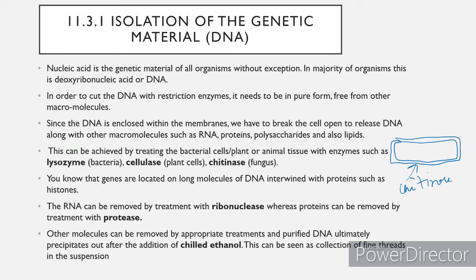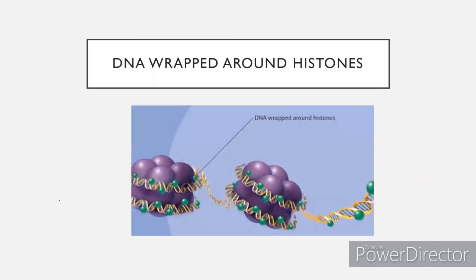So you know that genes are located on long molecules of DNA intertwined with proteins such as histones. Now DNA is something which is wrapped around histones. So basically this purple color part is nothing but histones. These are 4 molecules of histones, H1, H2, H3, H4, something like that. And then we have DNA molecules which are wrapped around the histone molecules. So histones are nothing but proteins. So DNA is wrapped around proteins.